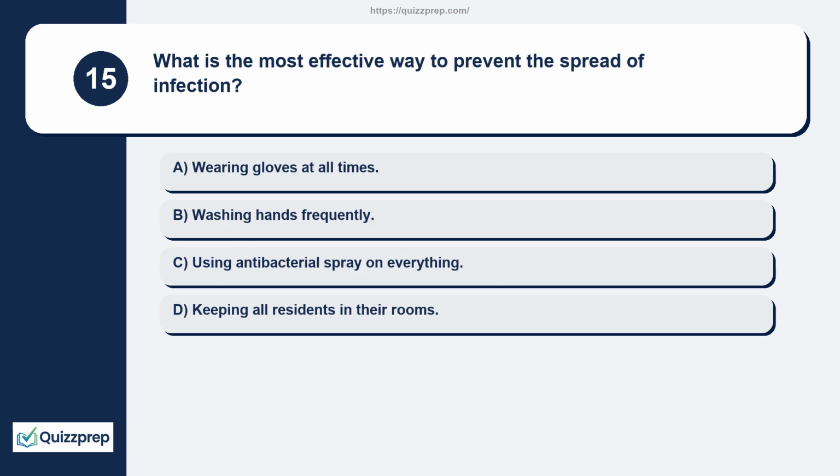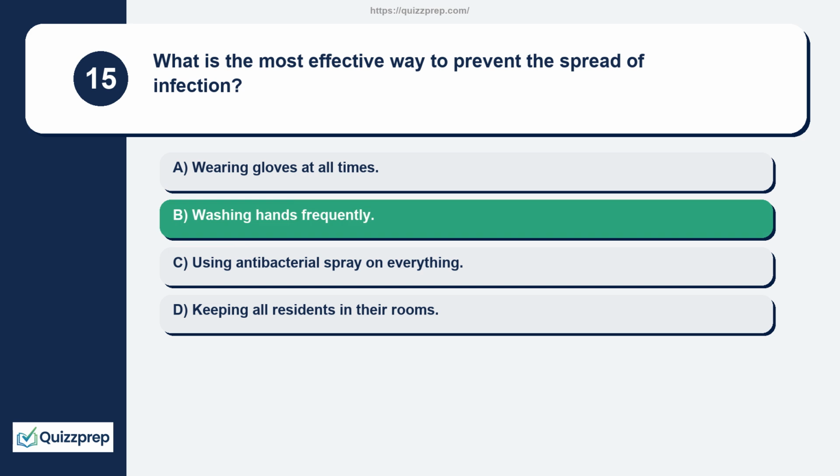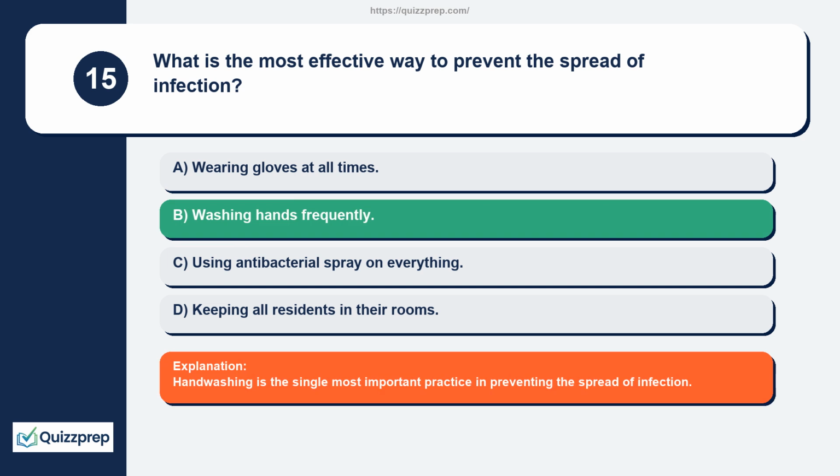Question 15. What is the most effective way to prevent the spread of infection? Wearing gloves at all times, washing hands frequently, using antibacterial spray on everything, keeping all residents in their rooms. Hand washing is the single most important practice in preventing the spread of infection.